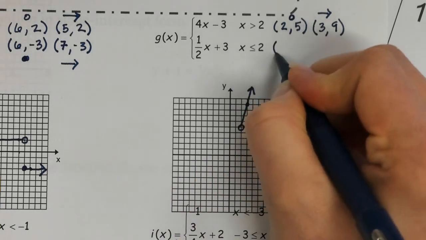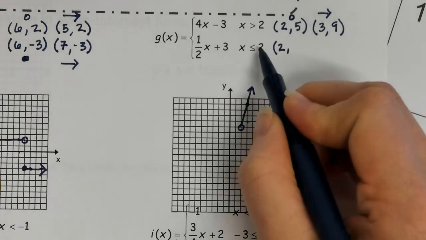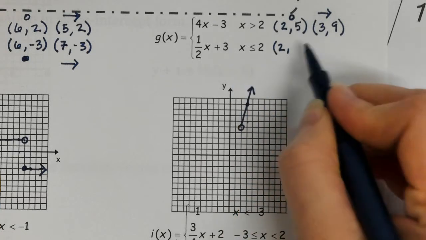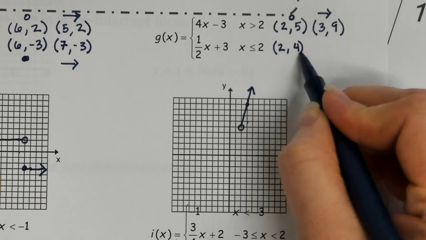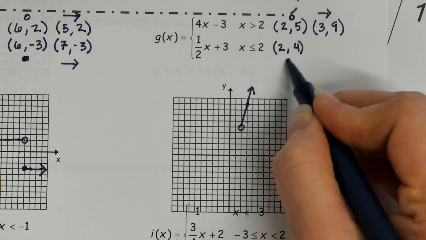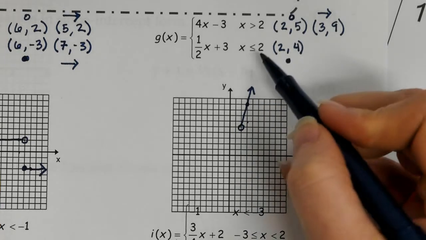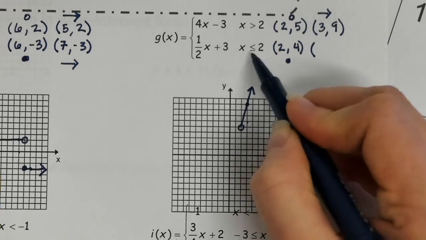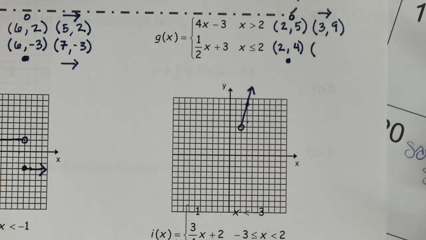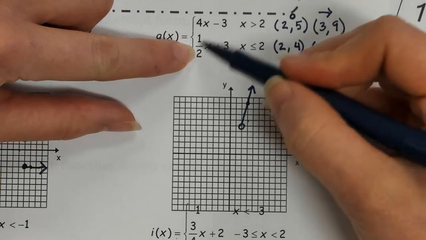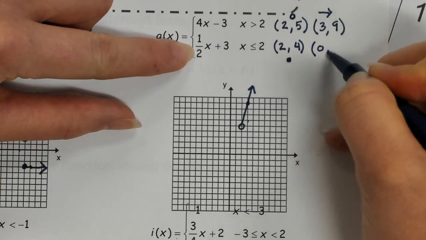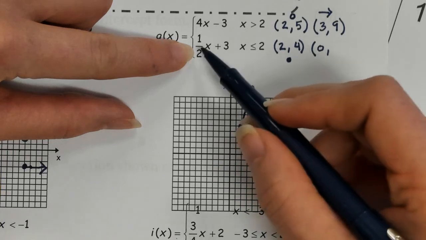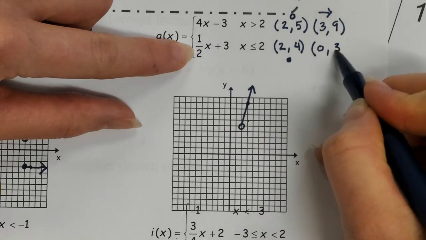Over here, I'm going to plug in a 2 because that's my boundary point. 1/2 times 2 is 1, plus 3 is 4. That is going to be a closed circle because it's equal to. Now I need something less than 2. Now we can do 1, but to make life a little easier, I'm going to pick 0. And if you look here, if I would do 1, I would get a half, but if I do 0, I'm just going to get 3.